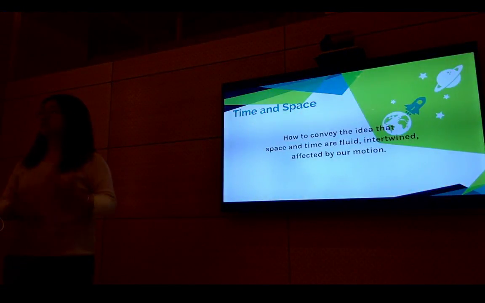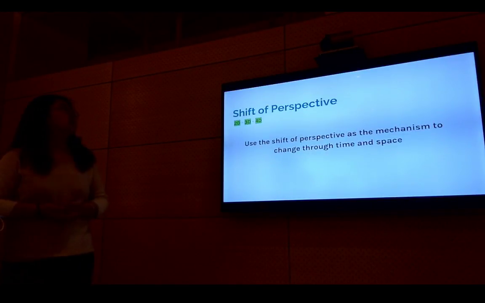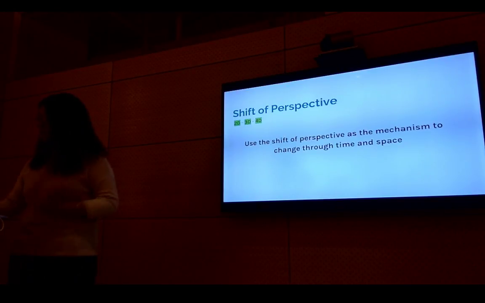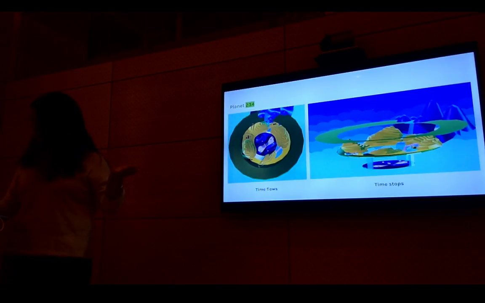So that comes to my thesis: how to combine the idea that space and time are fluid, intertwined, and can also be affected by our motion. I try to use the shift of perspective as a mechanism to change through time and space. I have these two images. The first one is my game aesthetics in 2D, and another one is 3D. In my story settings, time only flows in 2D, but it stops in 3D.